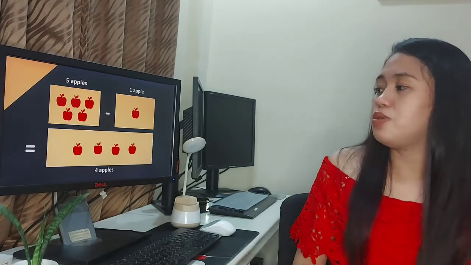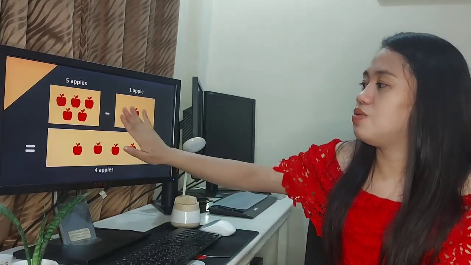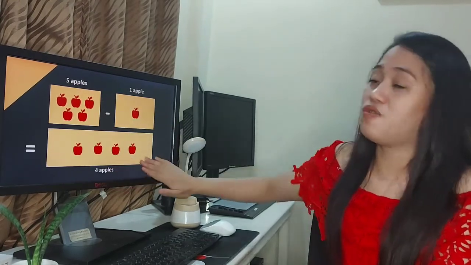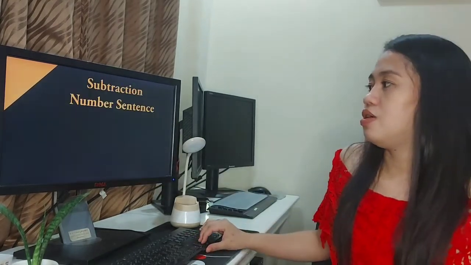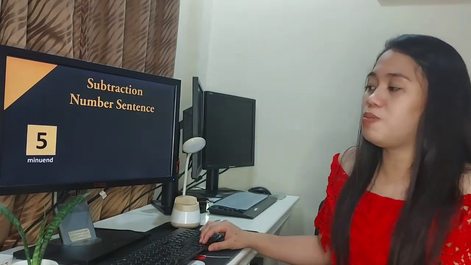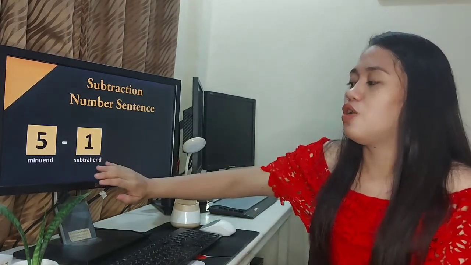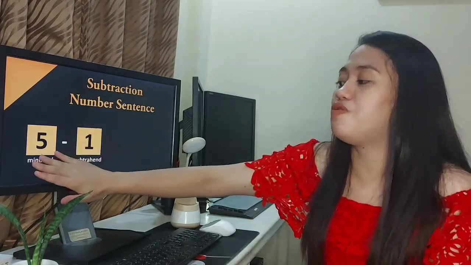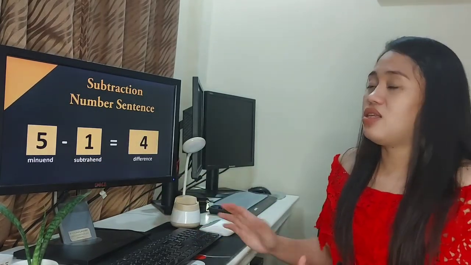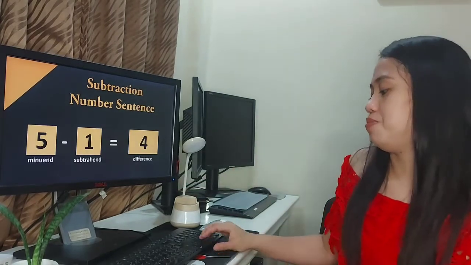As an example, we have here 5 apples. And then you take from it 1 apple. So you just have 4 apples left. In a number sentence, the bigger number, we call it minuend. And then the number that you subtract or remove from the minuend, we call it subtrahend. And then the answer that you'll have will be called difference.